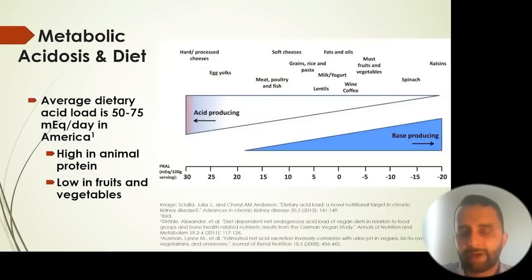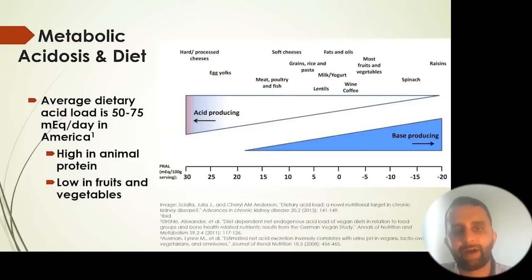So this is a graph of various foods and their acid or base potential. The average dietary acid load is net acidic in this country, and it involves 50 to 75 milliequivalents per day of acid. And the kidneys work to excrete that acid. If the kidneys are not healthy and have some level of dysfunction, this acid load starts to accumulate and can cause problems. The net acid load of the average American is a product of a diet that's high in animal protein and low in fruits and vegetables.